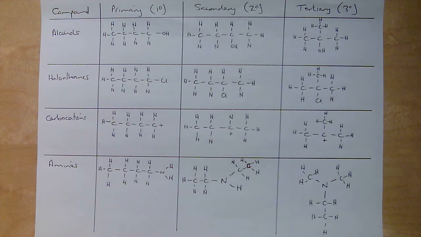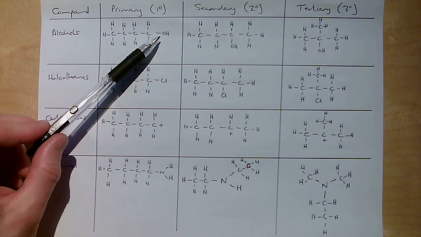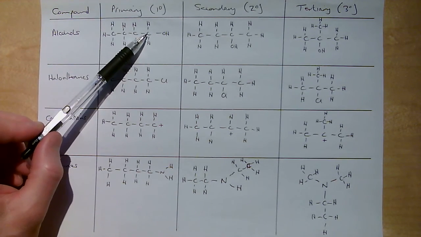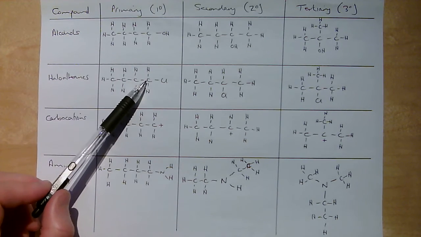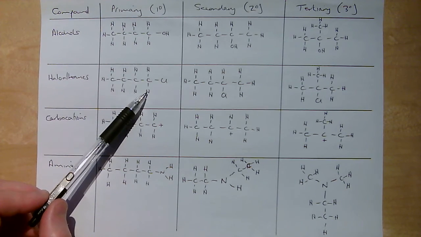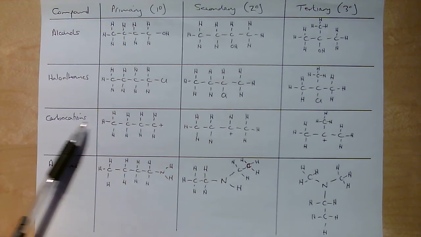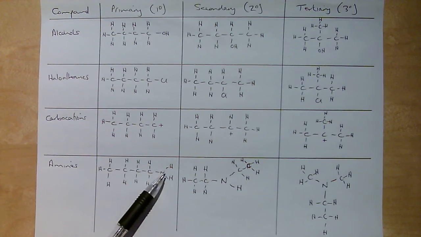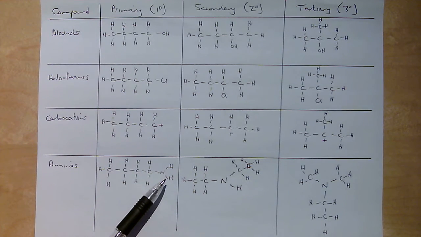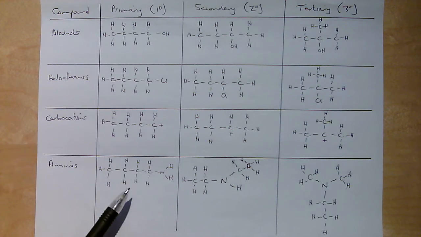However, there is another way. Let's look at how many hydrogens there are on the group that's next to your functional group. For primary alcohols, this carbon is attached to two hydrogens. For primary haloalkanes, this carbon is attached to two hydrogens. For primary carbocations, the carbon that's got the charge on it is attached to two hydrogens. For amines, the N is attached to two hydrogens. That's really quite straightforward, and it's the same rule for all of them.